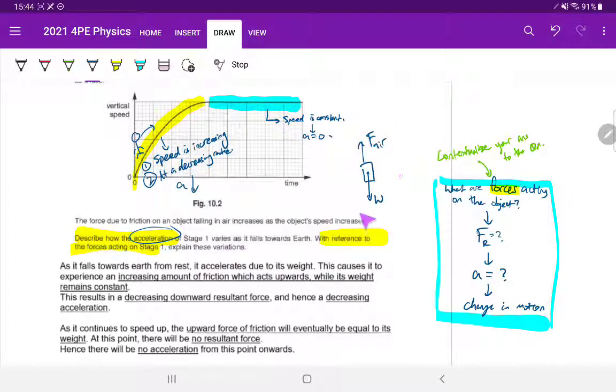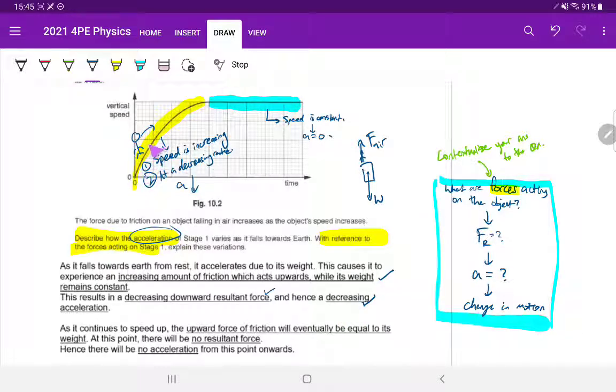So what does this result in? The resultant force, right? That means that the resultant force is downwards, right? Because at first the air resistance is small, but it's growing more and more. So the resultant force is downwards, but it is decreasing, right? So this part here, I've talked about what are the forces acting on the object. Then after that, I'm going to talk about the resultant force. So this results in a decreasing downward resultant force, right? The downward resultant force is getting less and less. And so if the resultant force is decreasing, the acceleration is decreasing.